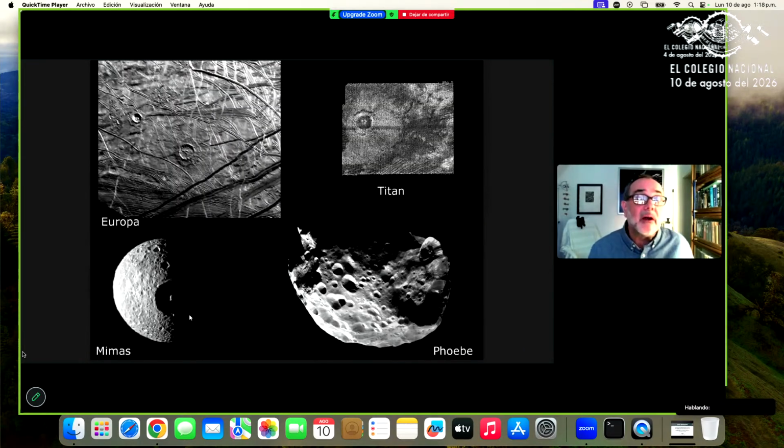If we go to the outer solar system, I've just mentioned that the planets are gas planets. So they have dense atmospheres. Of course, they don't have a solid surface, but they have moons. And here we see some pictures of some of the moons of the outer planets. Europa, for example, is a moon of Jupiter. Mimas, Titan, and Phoebe are moons of Saturn. And what we see here is round objects, craters.